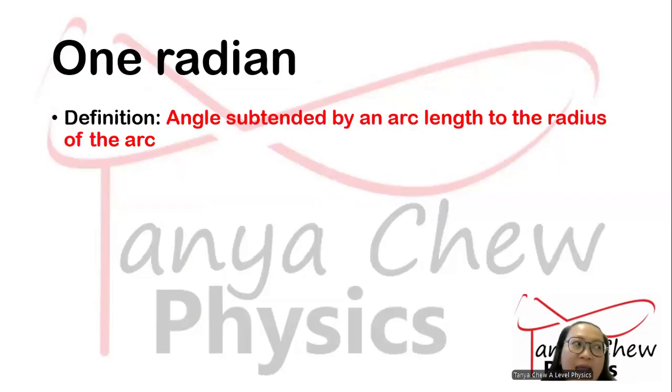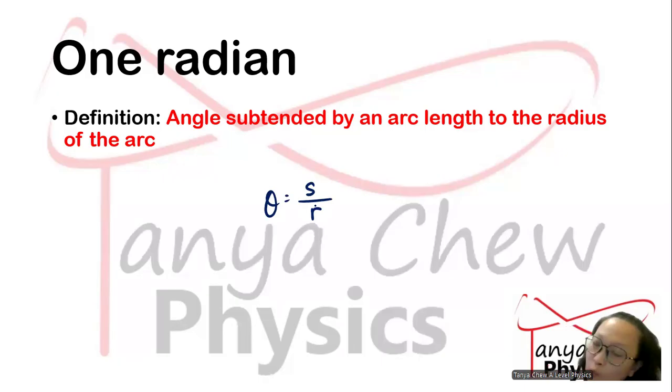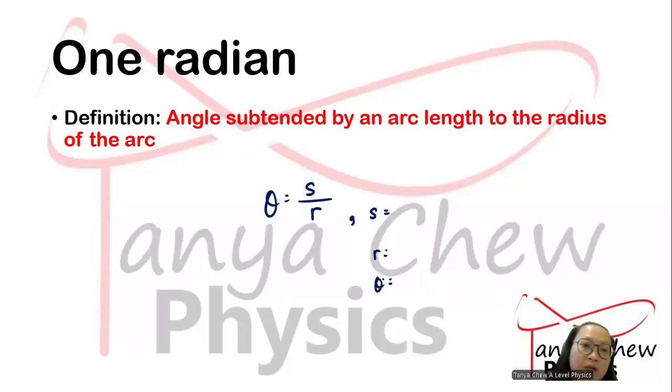1 radian is defined as the angle subtended by an arc length equal to the radius of the arc. Theta is equal to S over R. That is 1 radian. If you want to write the equation in your definition, you are welcome to do so. But hey, you don't just leave it like that, because you have to put a comma here and explain every symbol that you use, then only will you gain full marks.